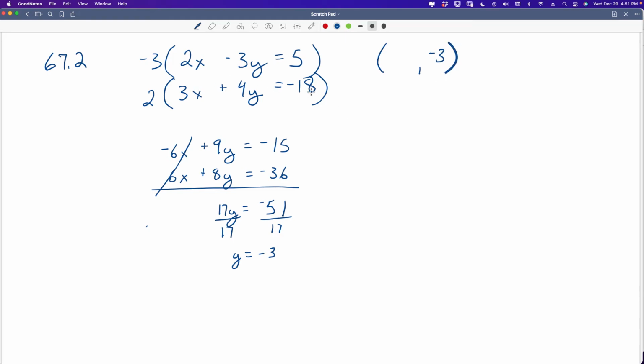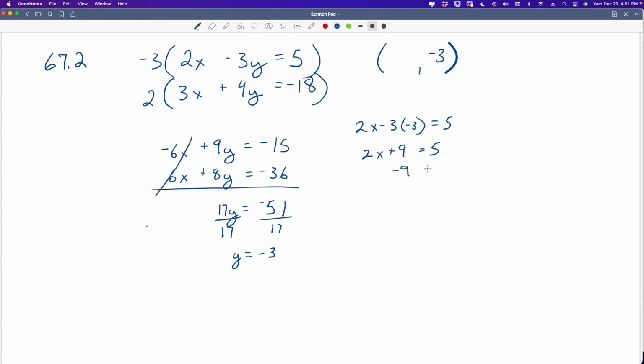I'm just going to take one of my original equations and sub in for y, and I think I'm going to use this one. So 2x minus 3 times negative 3, which is the y value, is equal to 5. So that is going to be a negative times a negative. It's going to be positive. So 2x plus 9 is equal to 5.